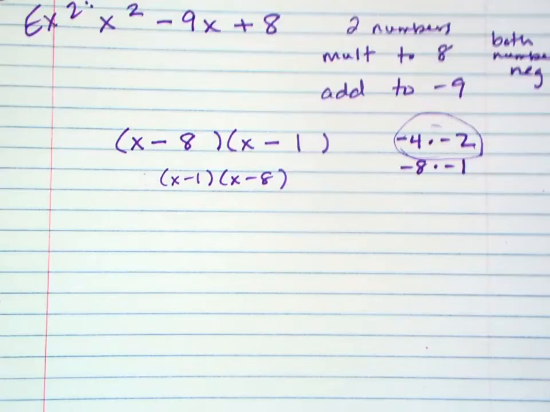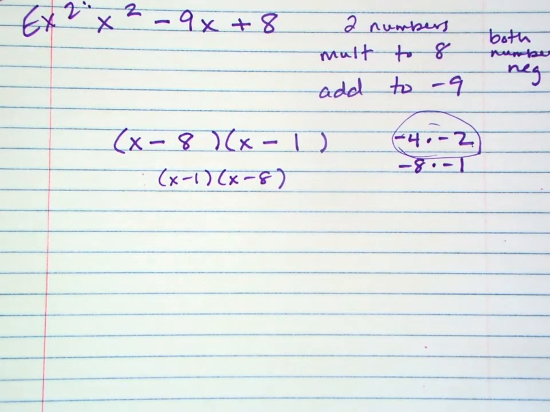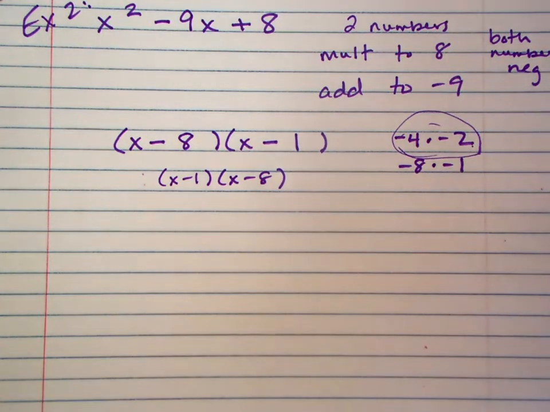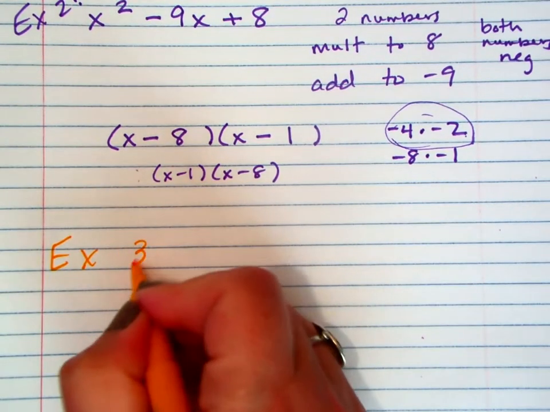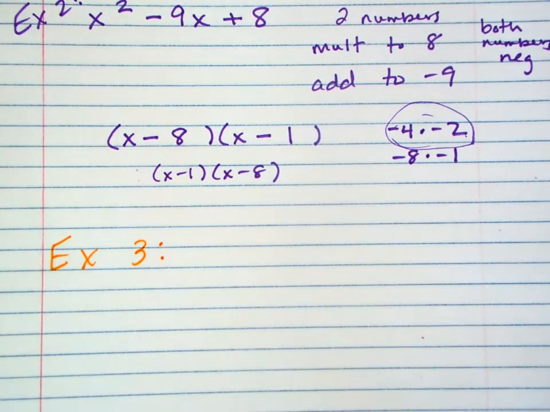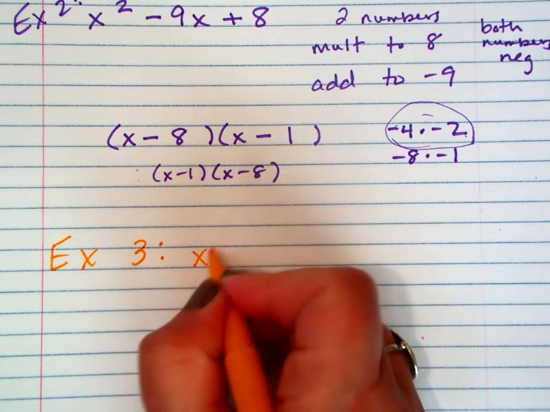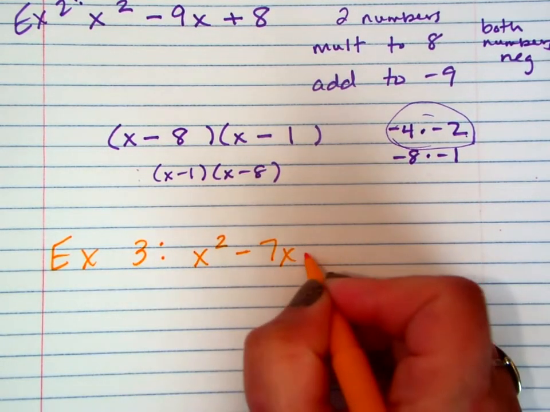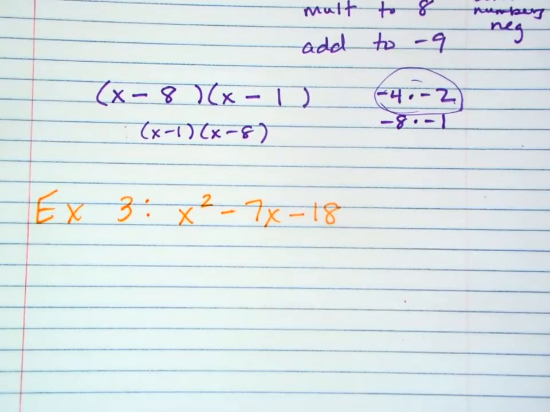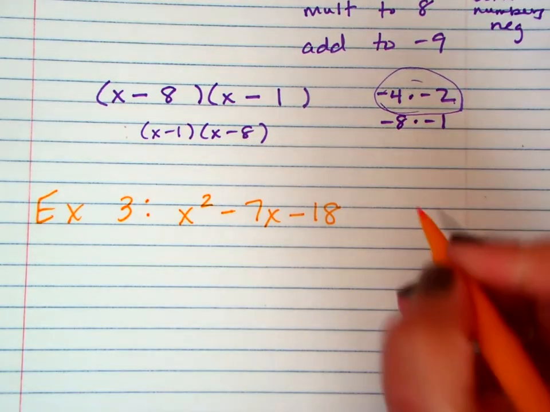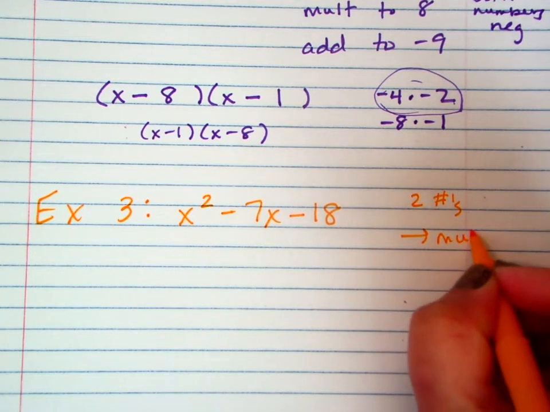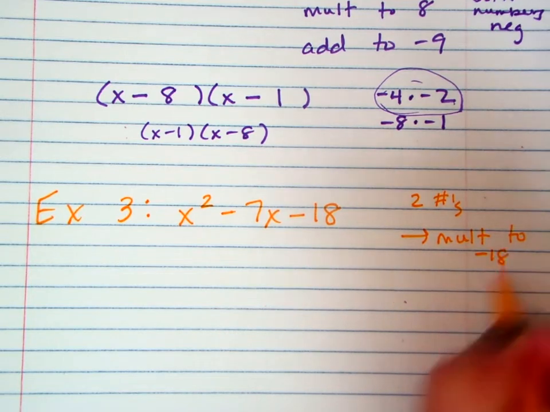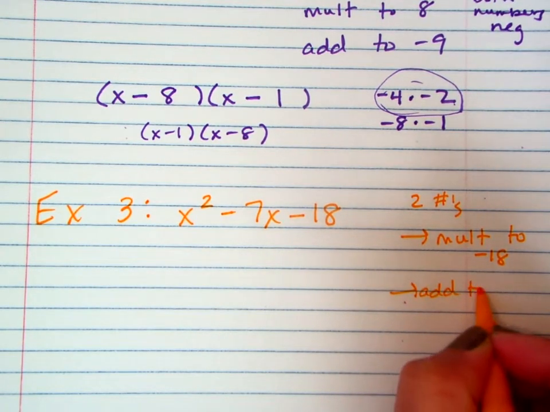All right, now, final example, third problem here. Let's see, hopefully you can see the yellow. Yep. All right, so the third example here, let's go with x squared minus 7x minus 18. So I'm going to factor x squared minus 7x minus 18. Okay, so I need two numbers, and the numbers need to multiply to a negative 18, and they're going to add to a negative 7.